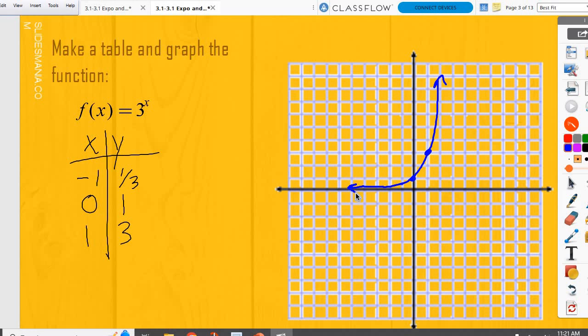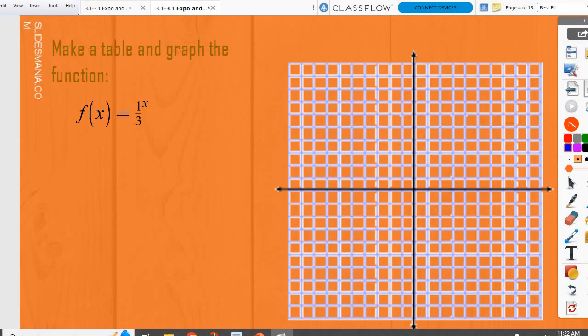What questions do we have? Okay. This one maybe. Okay. So that's a growth graph. What type of graph are we going to get here? Why? Because... Which is?